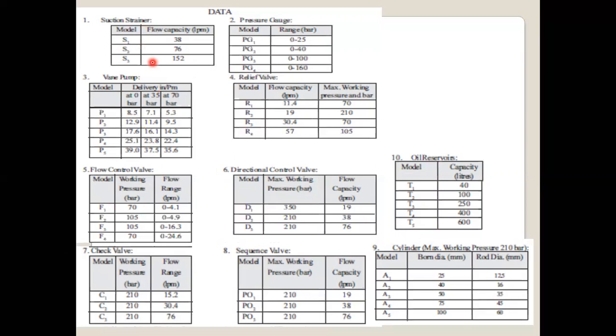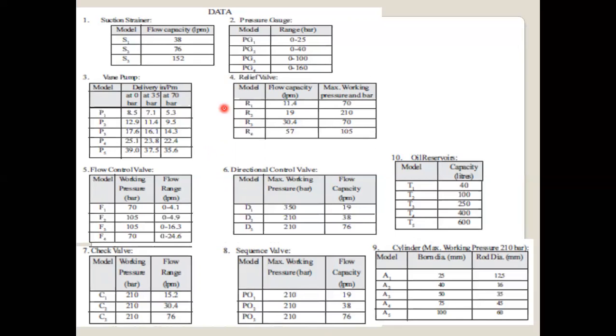So the available data is the catalog, and from there only we have to select. How can we select this? If I have to select the S2 model, for the S2 model the flow capacity is 76 liters per minute. We can select this only when we know the complete details about the circuit. So for this hydraulic circuit design we have to refer to this catalog. I will explain with one simple example, which is usually asked in the exam.